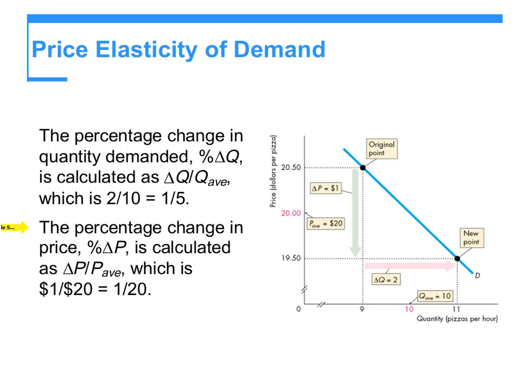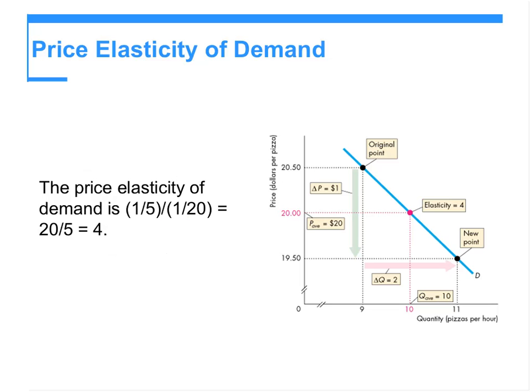So this is how the whole calculation works. The price elasticity of demand is 1/5, that was the top figure, divided by 1/20, which gives you 4, which is our price elasticity of demand. Okay, and it's all calculated based on these changes and the information that we have here. So this is the basic calculation that we had so far.